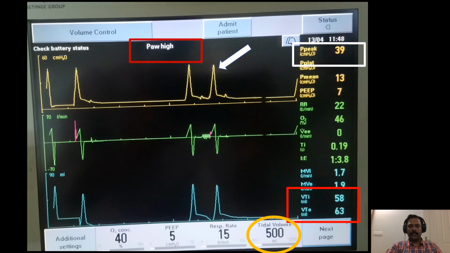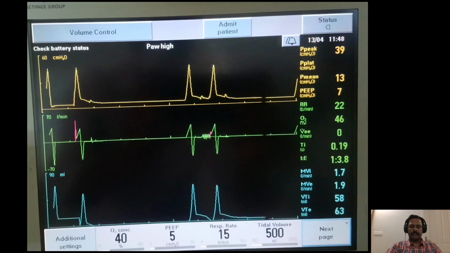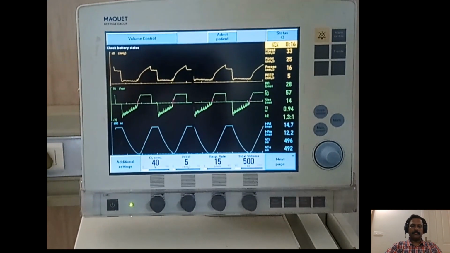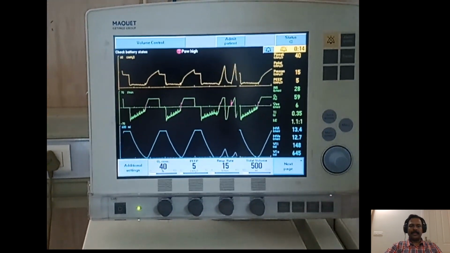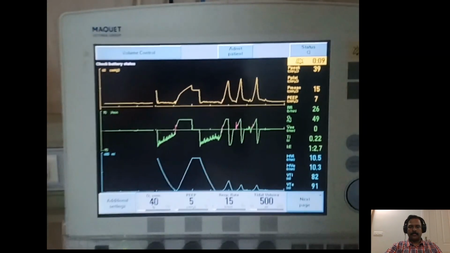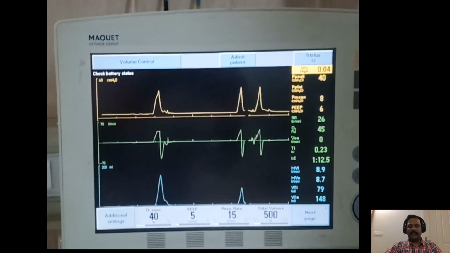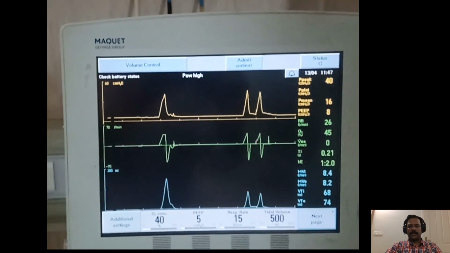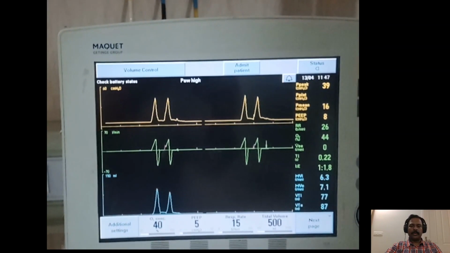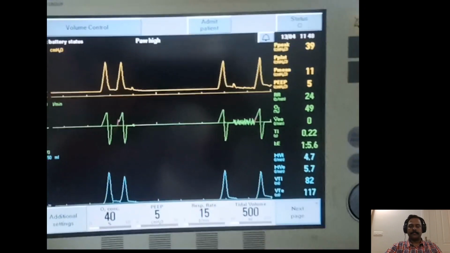So I'll go to the video once again. We can see the graph is suddenly changing to spikes. We are having alarm of high airway pressure. We are having high peaks. And if you look at the VTI, VTE is very much reduced. So your patient is not getting enough ventilation and probably he is going to crash if you are continuing ventilation like this for some time.